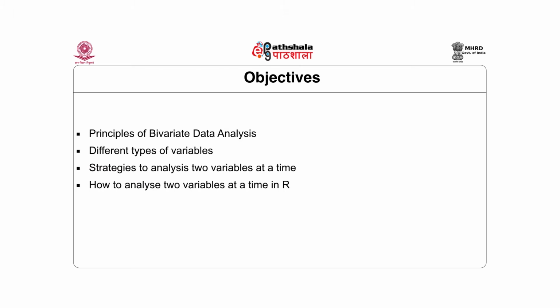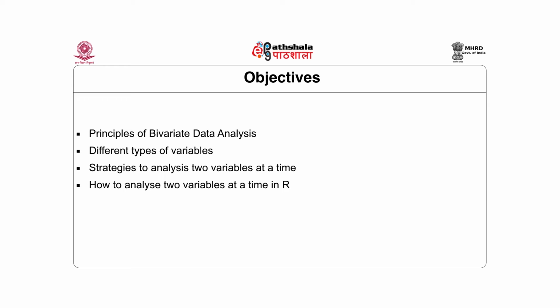So basically, the objective of this particular lesson is to focus on describing the principles of bivariate data analysis. We discuss and almost itemize, just recapitulate, the different types of variables that you will encounter, and some strategies of analysis if you have got two variables at a time. And particularly how to analyze the two variables at a time in R.